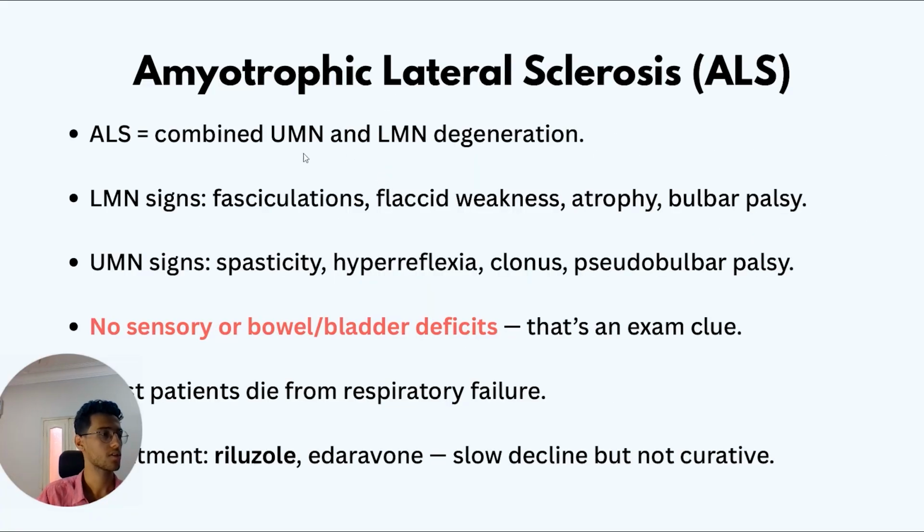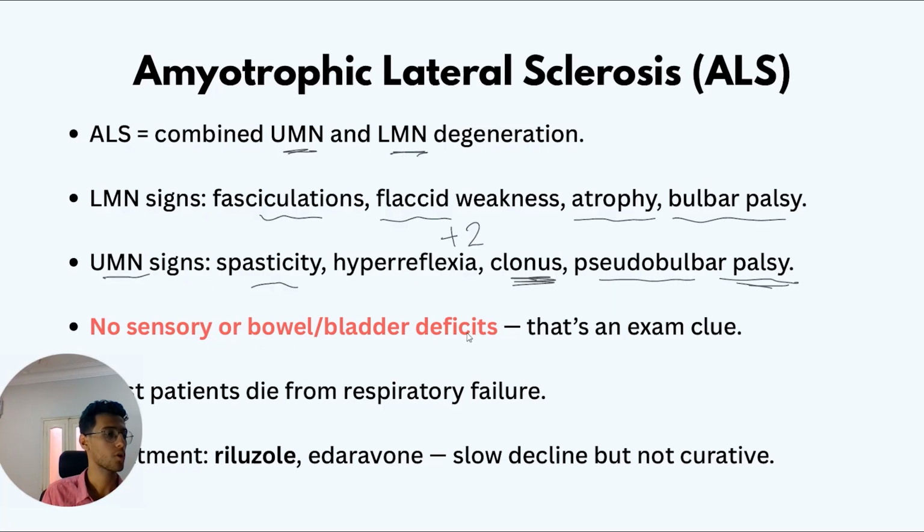Amyotrophic lateral sclerosis is combined upper motor neuron and lower motor neuron degeneration. Lower motor neuron signs are fasciculation, flaccid weakness, atrophy, and bulbar palsy of the muscles of the face. Okay, the upper motor neuron signs will be spasticity, hyperreflexia more than 2, and clonus as well, and pseudobulbar palsy, which is associated with emotional disturbance. There is no sensory or bowel or bladder deficit, and that's an exam clue. This is very important and very high yield for this condition.